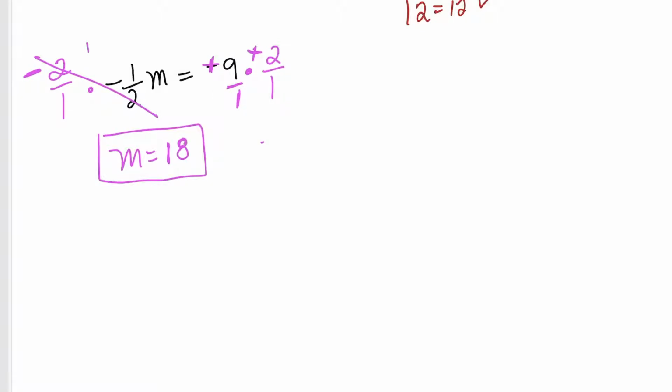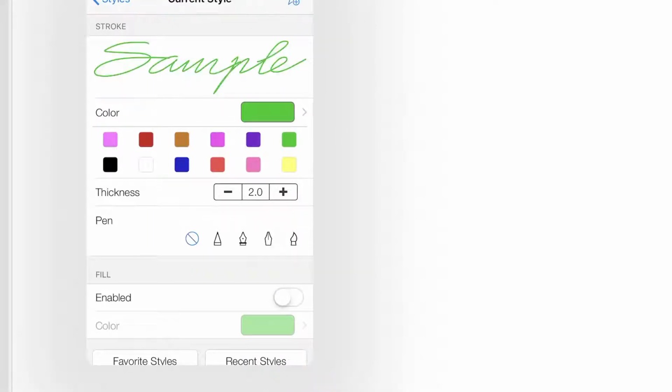You could say 18 over 1, but again, every number is over 1. It's an invisible math, so I can just drop it. Now, let's try a little bit harder problems. So let's talk about a problem where I have a fraction and a constant.